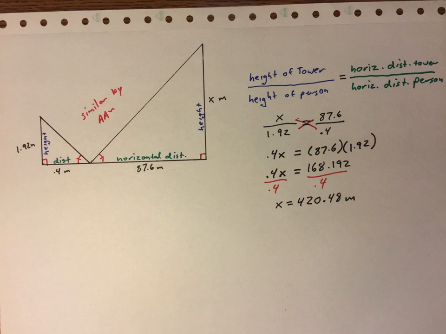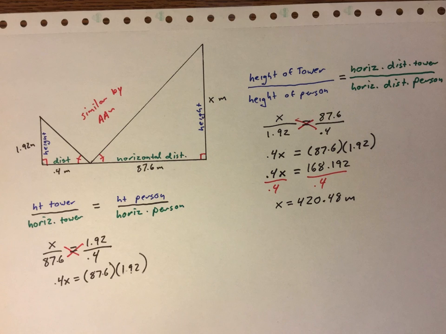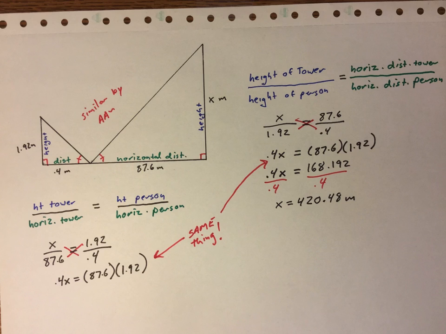Now it's worth noting, when we set up these proportions, we did height divided by height equals horizontal distance divided by horizontal distance. Another correct way of setting up proportions would be to use the proportional parts within one triangle. So here on the left-hand side, we have the height of the tower divided by the horizontal distance of the tower. The height of the person equals the height of the person divided by the horizontal distance for the person. When you sub in your values, and you start solving, you see we have the same thing. So it's two ways to solve the same problem.